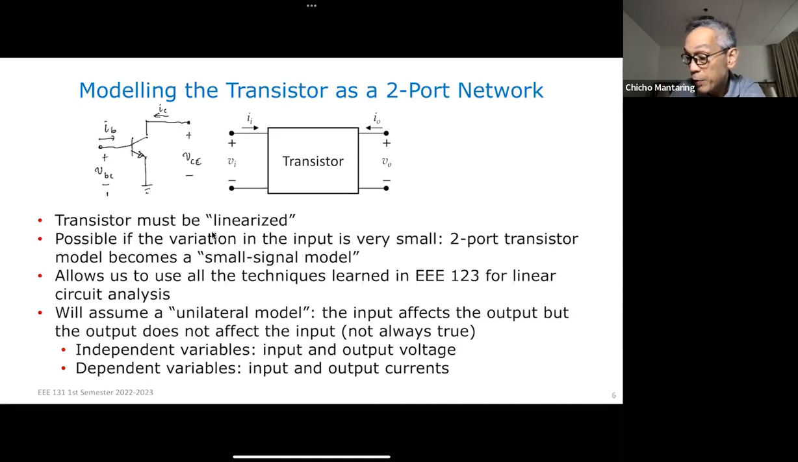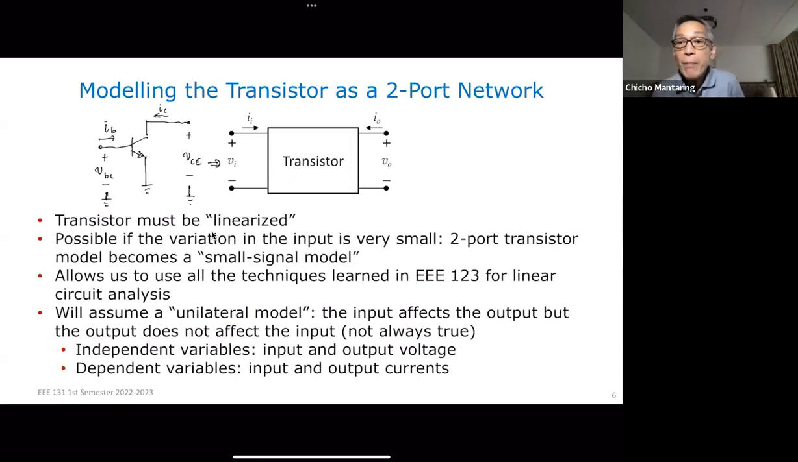That's my output collector to emitter voltage. So what I want to do, is it possible for me to model this transistor as this? Okay, as a two-port network. And if I do so, ano yung magiging laman nitong two-port network?